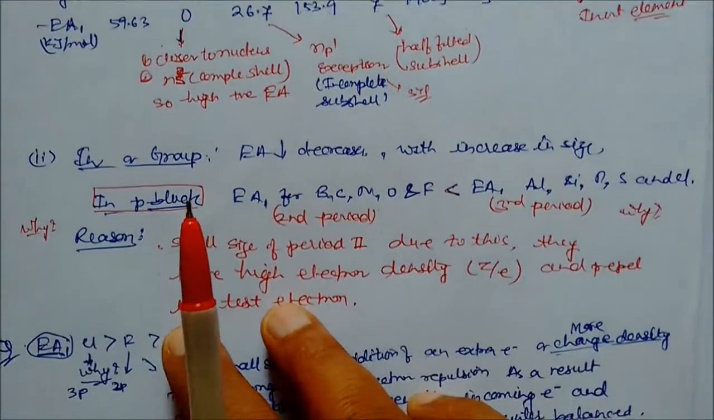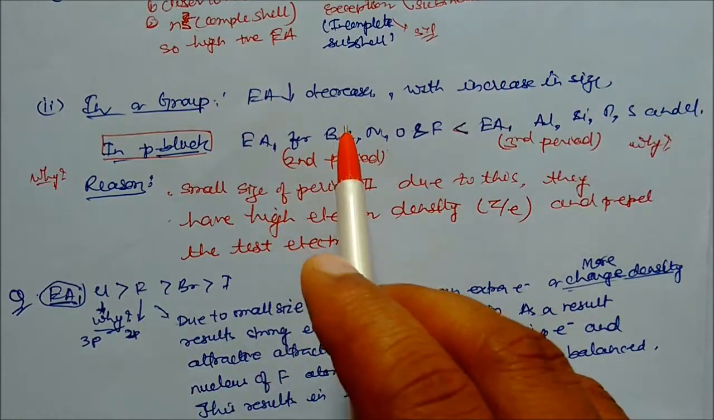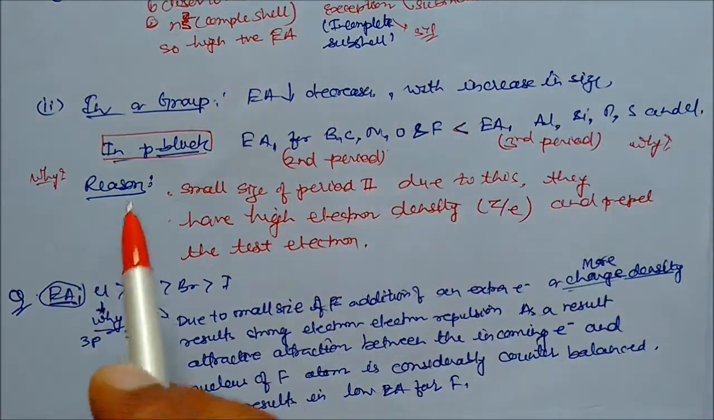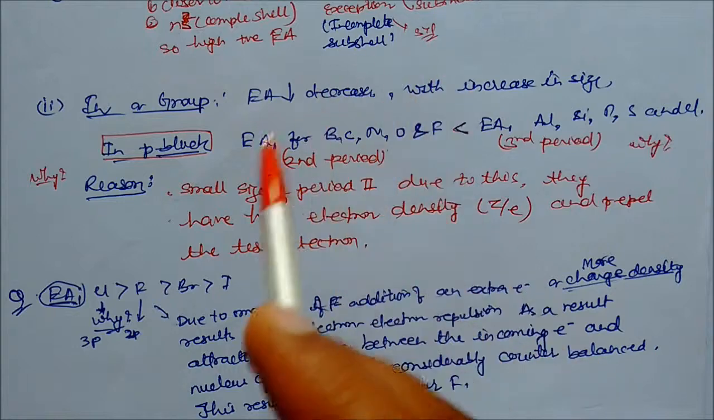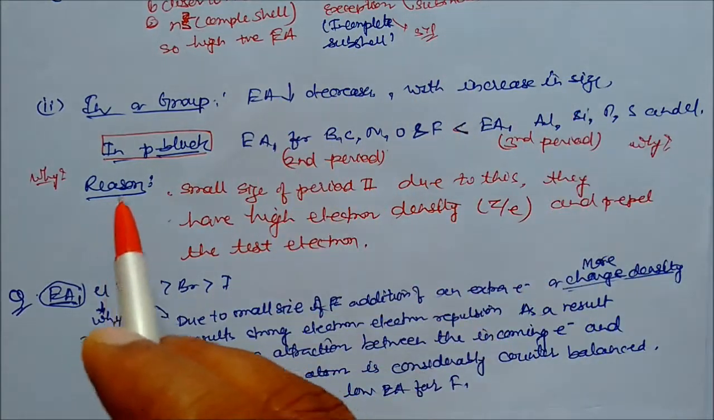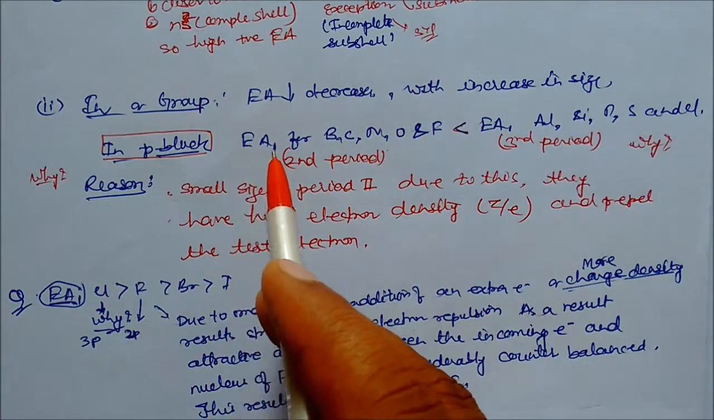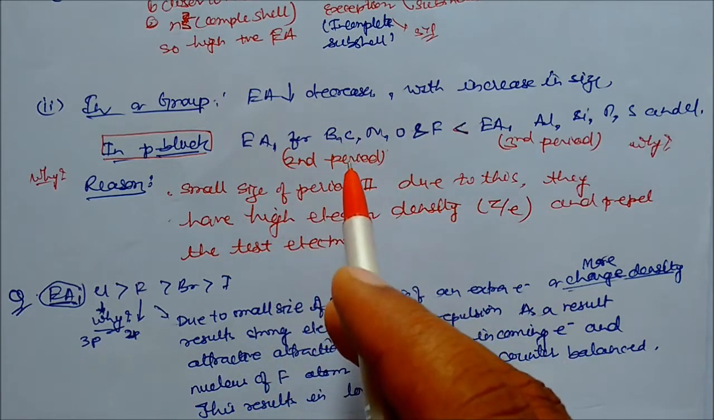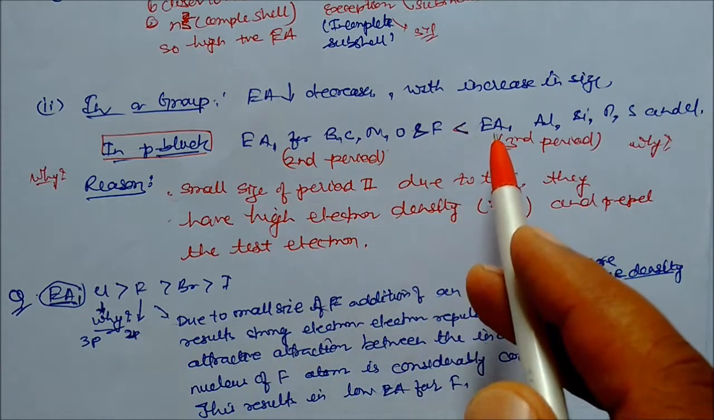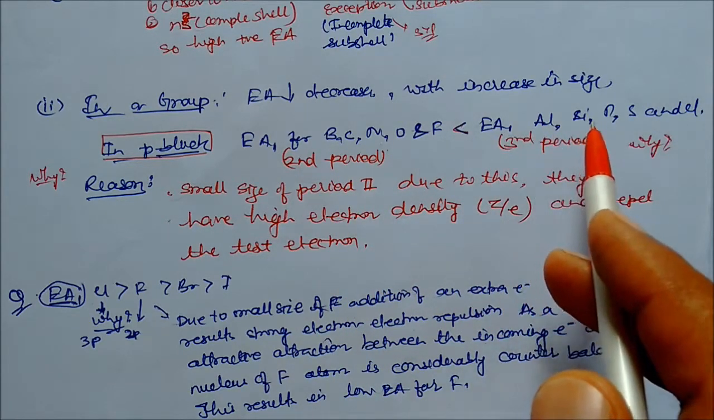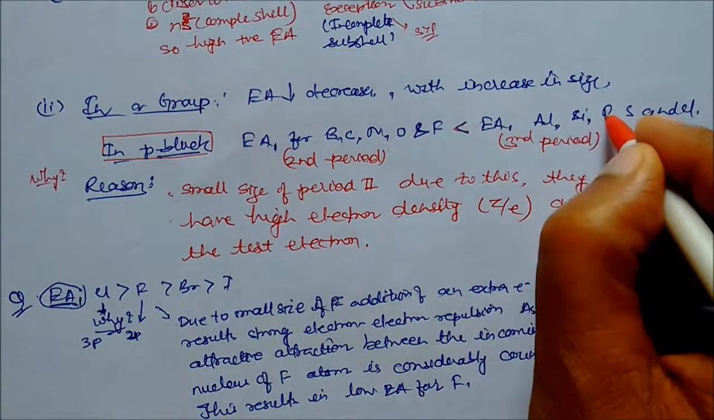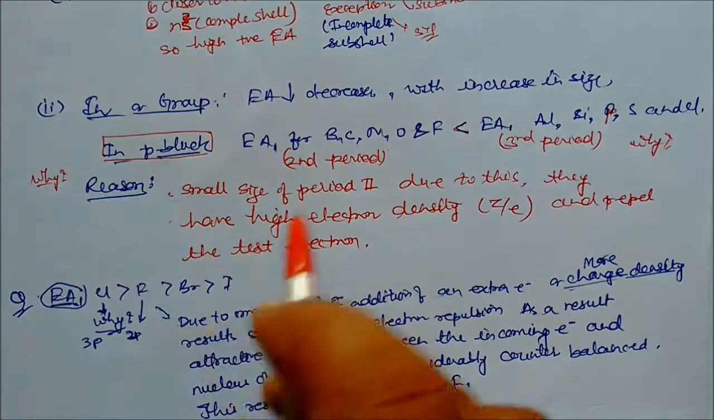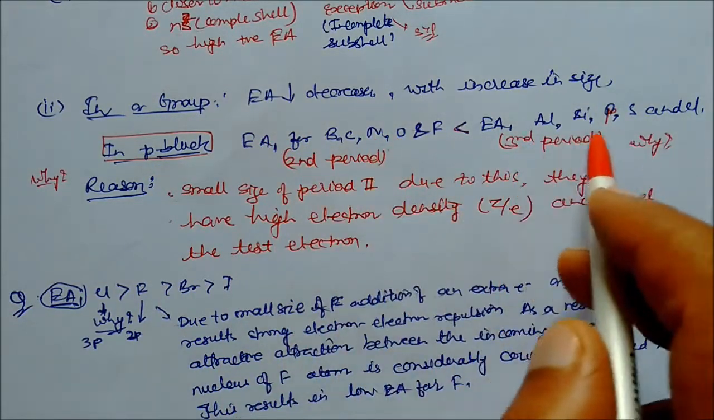If you go along the group, electron affinity decreases with increasing size. As size increases, electron affinity also decreases. Along the period, electron affinity increases due to effective nuclear charge, but here due to increasing size it decreases. Why? In the p block, EA1 for boron, carbon, nitrogen, oxygen, for the second period will always be lesser than the electron affinity of the third period, like aluminum, silicon, phosphorus, sulfur, and chlorine. This is larger size, this is smaller size. So EA1 for this one is lesser, EA1 for this is higher.